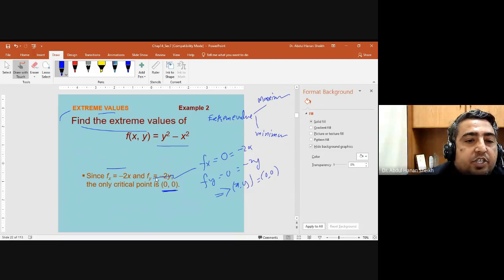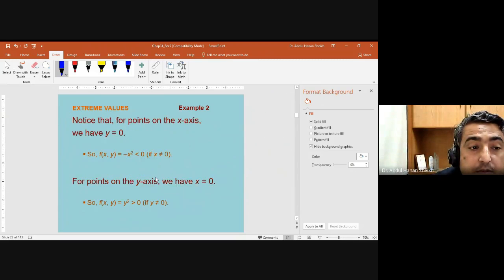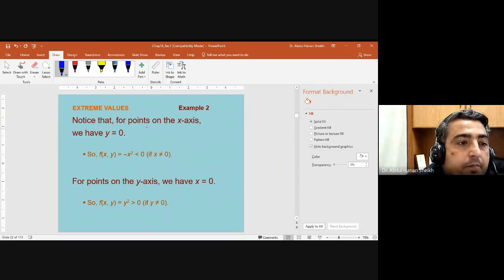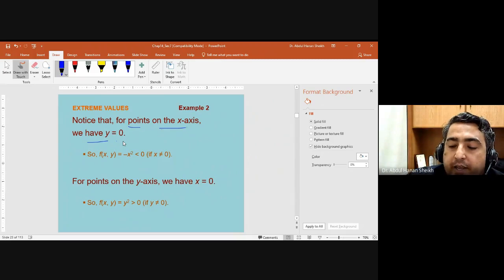And now let's check if it is maxima or minima. Okay, notice the analysis to check if it is maxima or minima. And this is an interesting part. Notice that for the points on the x-axis, we have y equal to 0. When y is equal to 0, we move x, right?